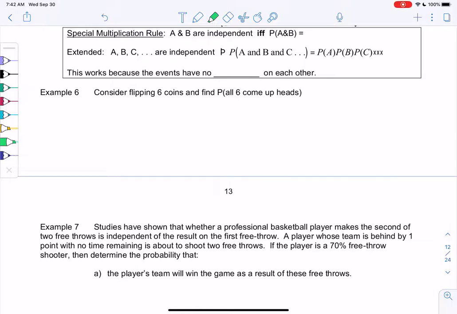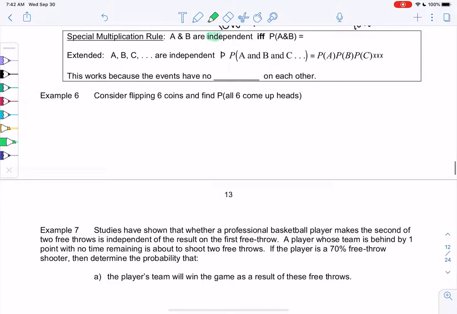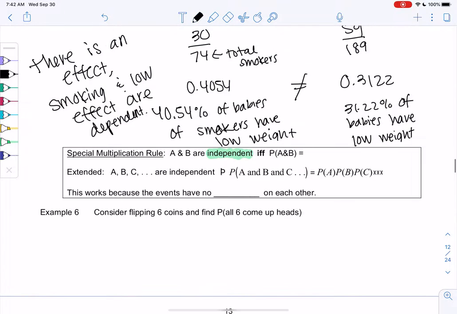So let's finish up 5.3. We've been looking at these independent events. So A and B are independent, right, if they have no effect on each other. Independent means no effect, no association, things like that.